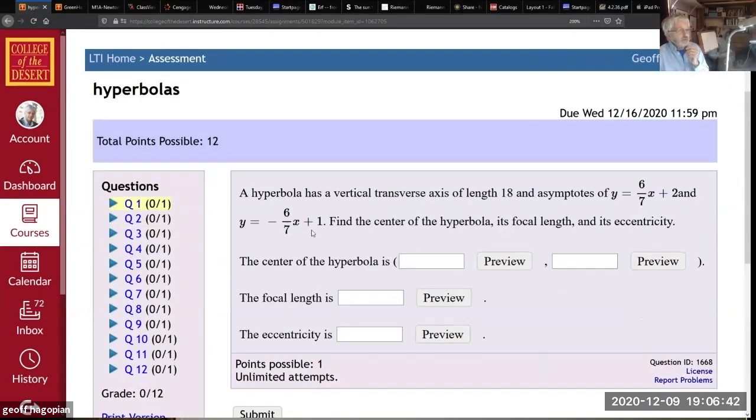A hyperbola has vertical transverse axis of length 18. So what does that mean in terms of getting the equation of it, right? That means A is 9, right? Because the length of the transverse axis is twice A. So A is 9. And the asymptote is y equals 6/7 x plus 2. Sorry, that "and" is hard up against the 2, isn't it? There should be a space there.